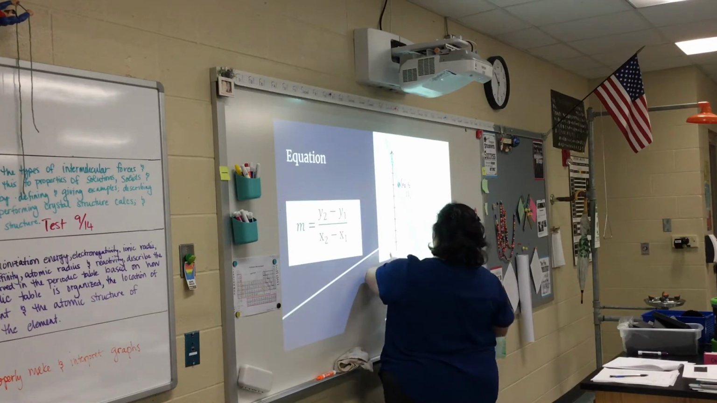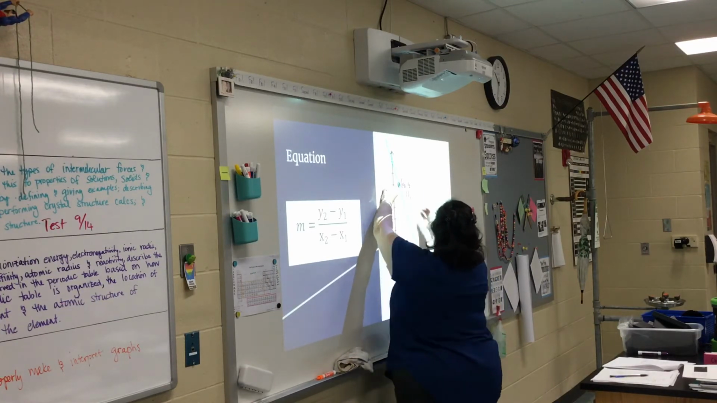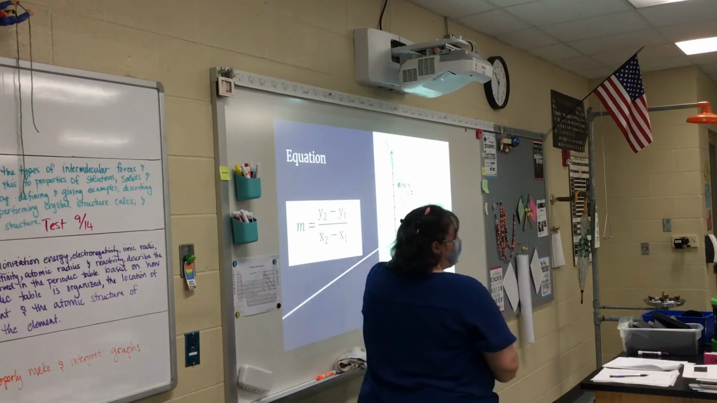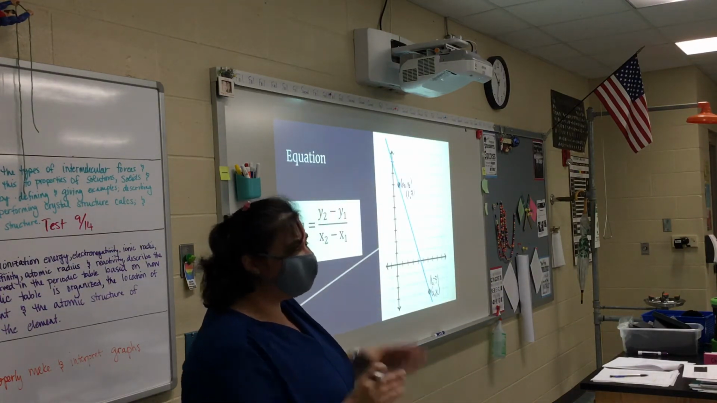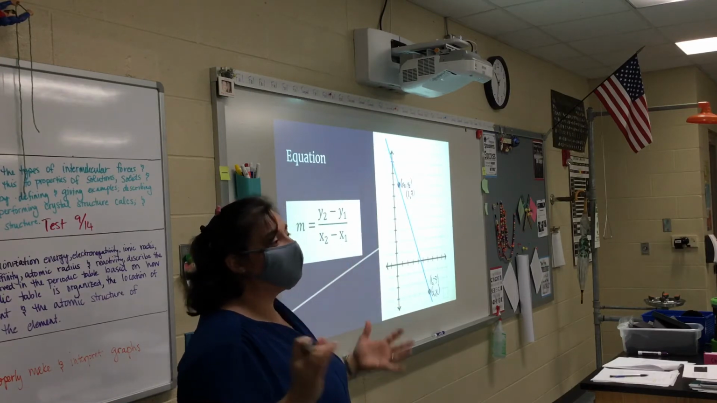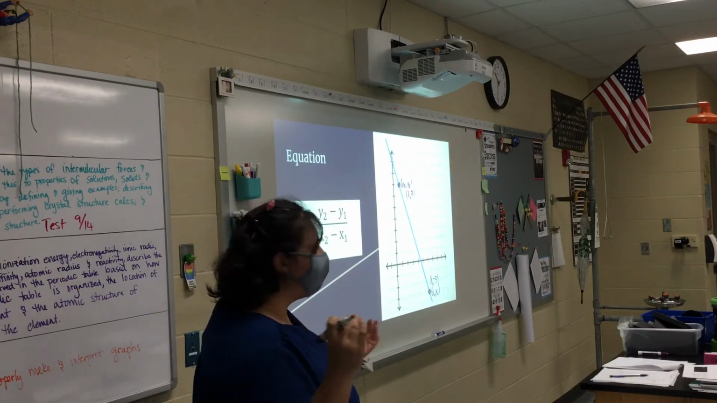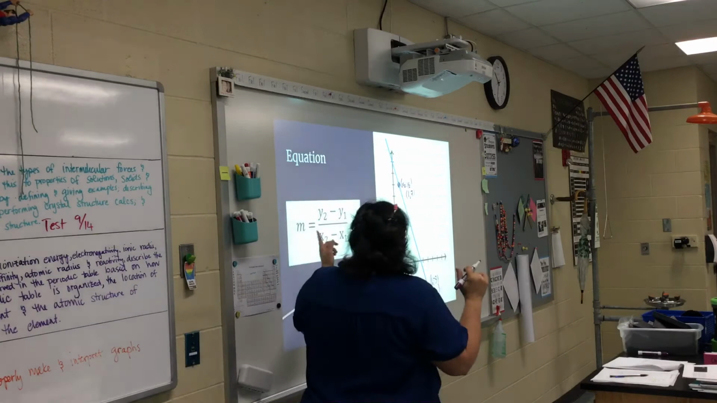1, comma, 7. Okay. So does everybody understand where those numbers come from? Seems elementary, but I have people every year who don't know. Okay? So let's go ahead and calculate slope.